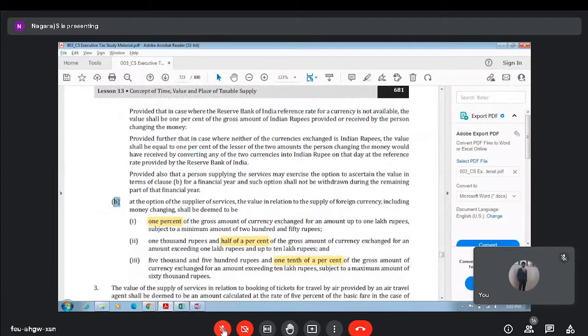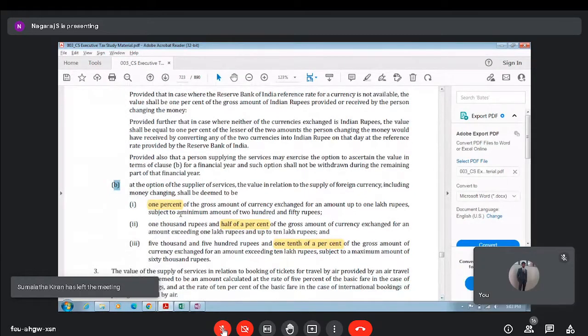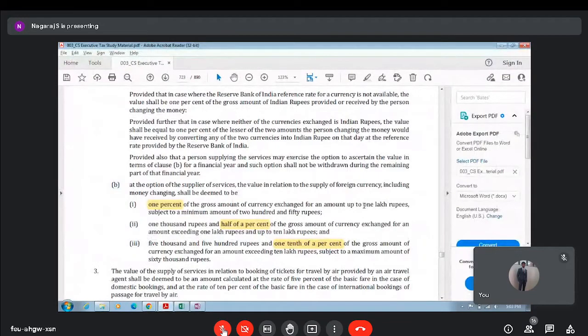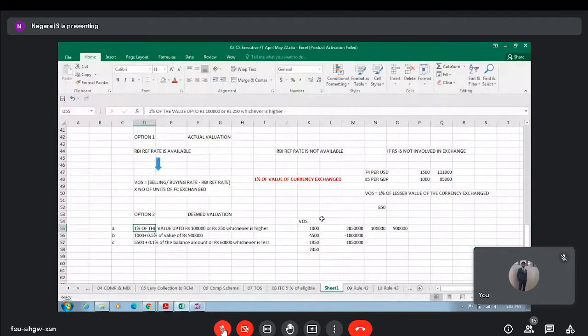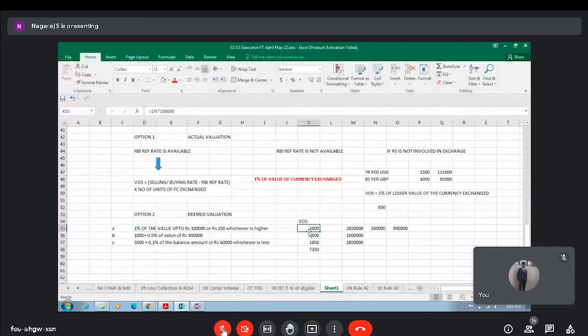Second one, B. At the option of the supplier of services, the value in relation to supply of foreign currency, including money changing, shall be the second option: 1% of the gross amount of currency exchange, up to rupees 1 lakh, or subject to a minimum of 250 rupees.